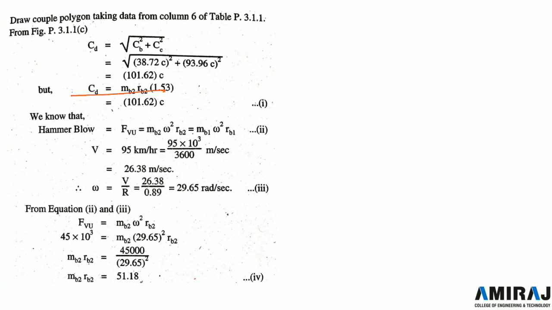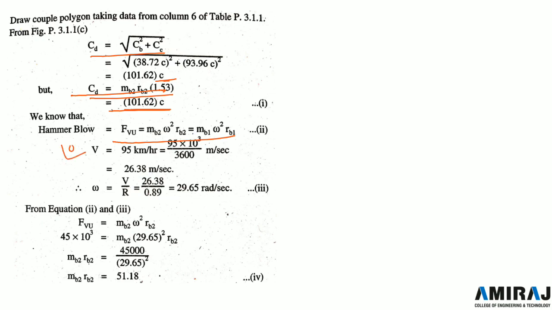Here CD is equal to under root CB square plus CC square, and the C is taken common from here, and we can find the CD value. Now we know the hammer blow equation, FVU is equal to m omega square r. So for same both cylinder it will be same.